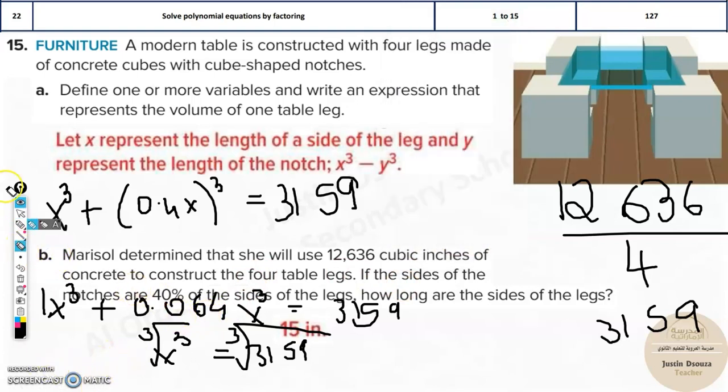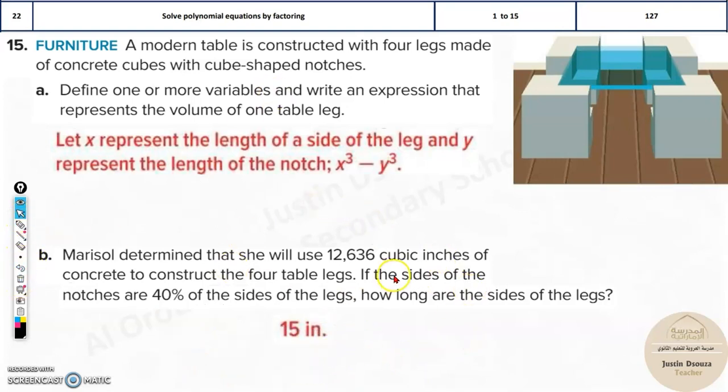This will go to the other side. Basically this will be 1.064, and then the x value will be 14.5. That is almost 15. So this is how you basically solve this problem.